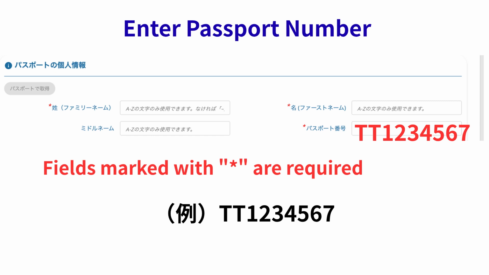Next, enter your passport number. Be sure to enter it exactly as it appears in your passport. It will be a combination of letters and numbers. For example, TT12345667. As before, fields marked with a red asterisk are required and must be filled in.